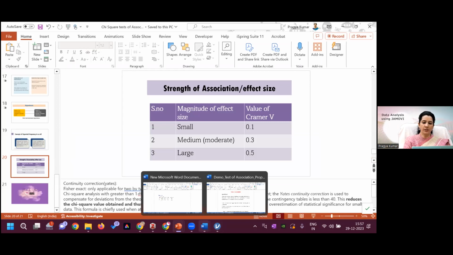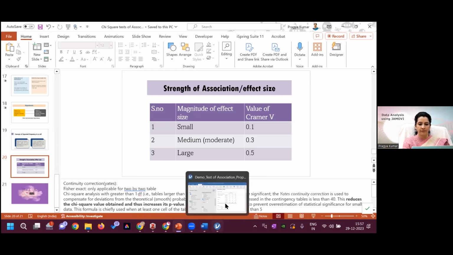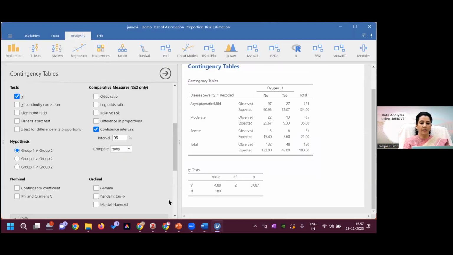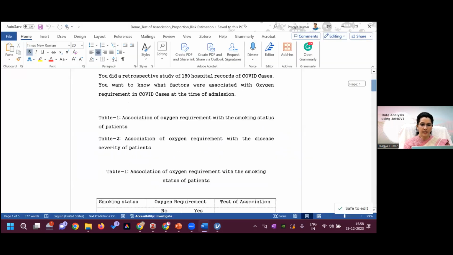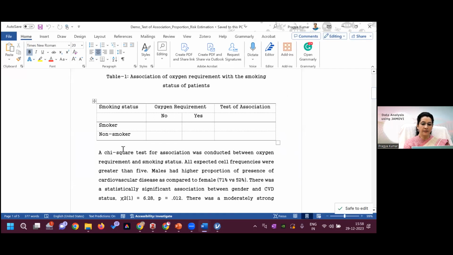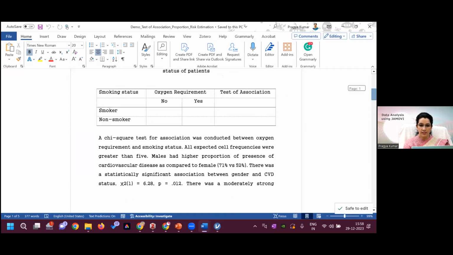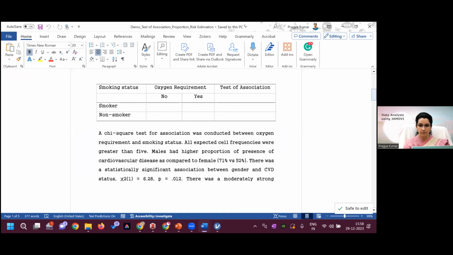So coming to this, we have understood this. Now, the second question I have shown to you. Since all the expected cell counts are more than 5, my assumptions are met and I can go for this. So this is not significant. Coming to the second question, this was just the table and I have written this. You can see the description.